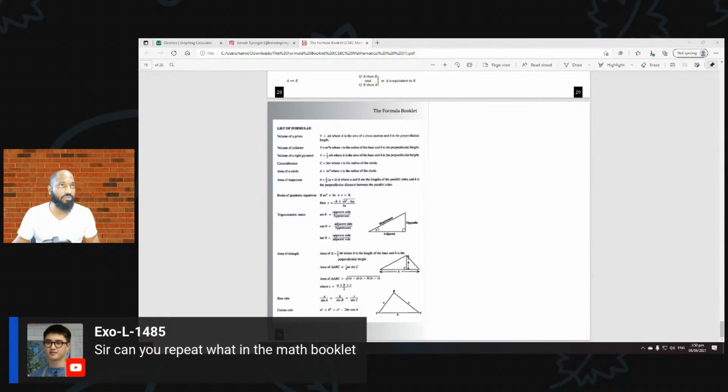The Question Bank. The Question Bank is 200 TT, about 180-something pages.